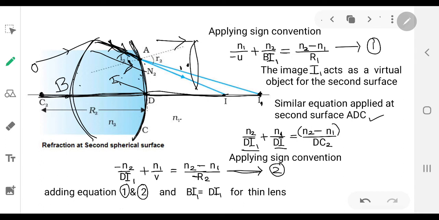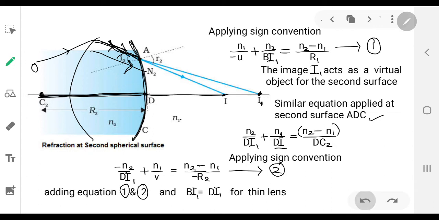So this is B, this is D, and somewhere here the image I dash is formed. So look at the distances. BI dash is almost equal to DI dash. So both are taken the same. BI dash will be equal to DI dash. So here in place of DI dash we can substitute BI dash.